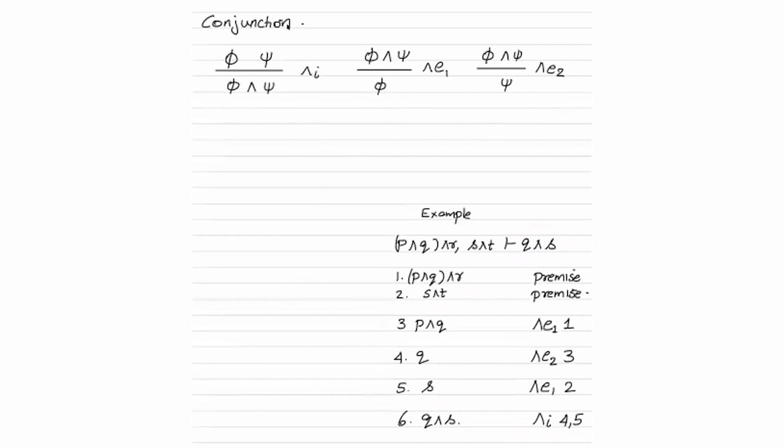And what am I doing? I'm simply applying rules which I've already defined. Okay, is this clear? Any questions about what it means to write a proof of this form?